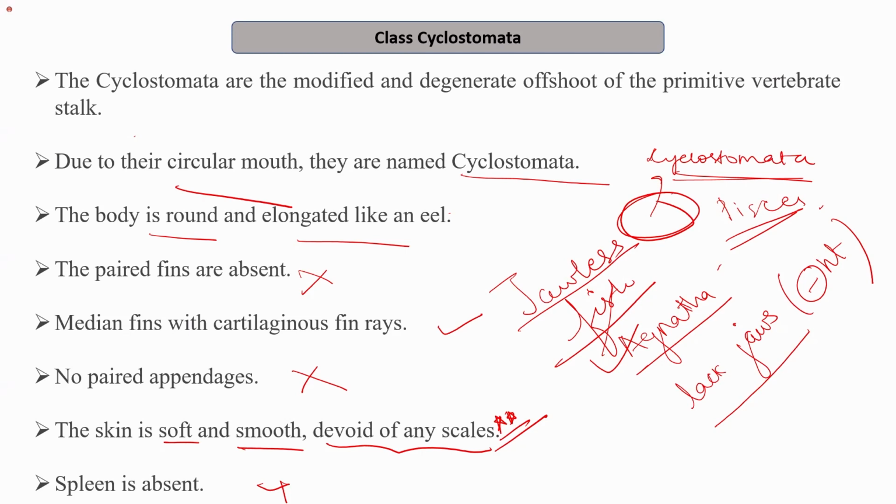That is a fish that may be further divided into chondrichthyes and osteichthyes based on whether they have a cartilaginous endoskeleton or the bony endoskeleton. Then we have reptilia, aves, and mammals. So this was about the vertebrates.